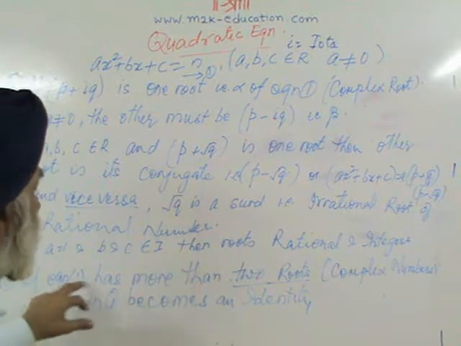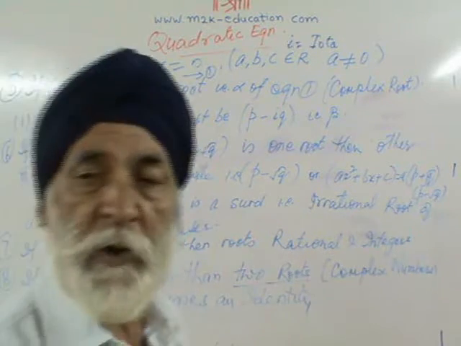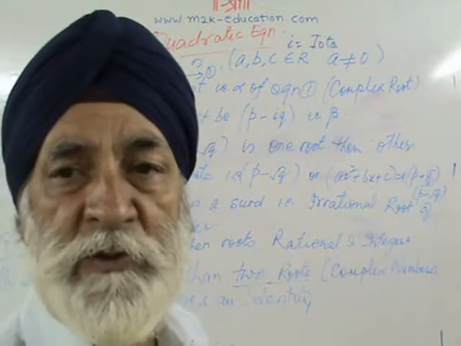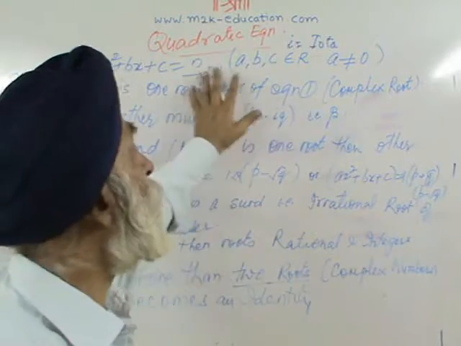Eighth is if the equation has more than 2 roots. Now you will ask me, what is more than 2 roots? When a quadratic has only 2 roots.